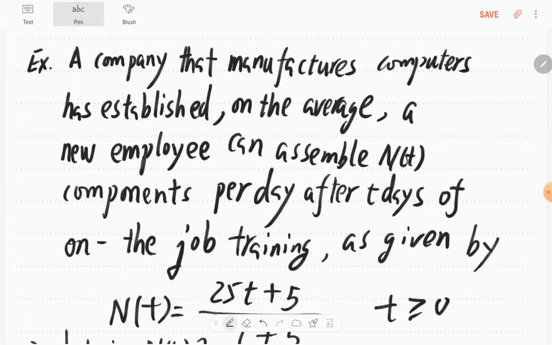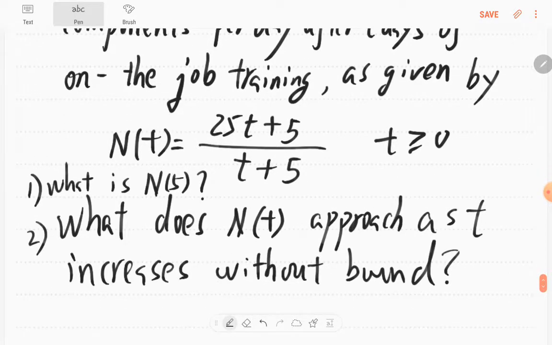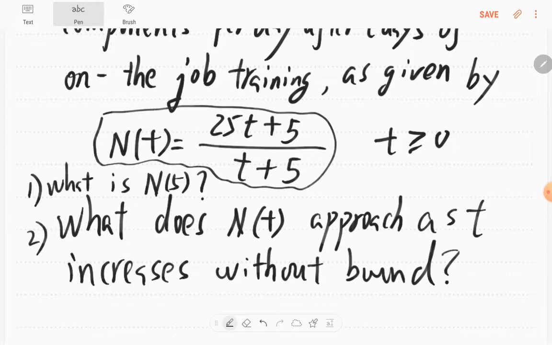components per day after t days of on-the-job training, as given by n of t equals 25t plus 5 over t plus 5, when t is greater than or equal to 0. So the question is, what is n of 5? That means after 5 days of on-the-job training, how many components can a new employee assemble?